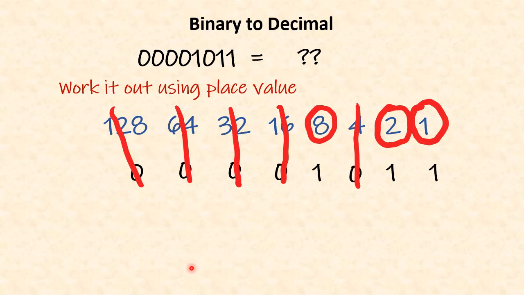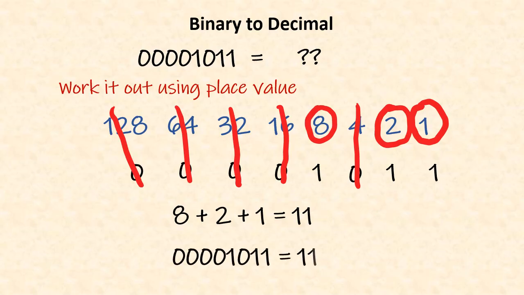So now it's very simple. All we're going to do is add our 8 plus 2 plus 1 equals 11. Therefore, we can say that 00001011 equals 11. Let's try and go the other way, decimal to binary.